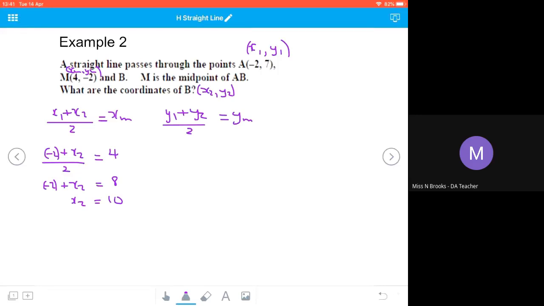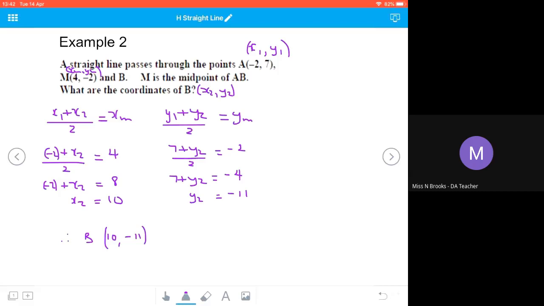And then we're going to do the same thing with the y coordinates. So this time we've got 7 plus y2 over 2, and this time it's going to give us a value of -2 for our midpoint. So we're going to multiply both sides by 2 and get 7 plus y2 equals -4. Then we're going to take away 7 from each side to isolate y2 and get -11. So the coordinates of B, and remember you need to write them as a coordinate, are 10, -11.